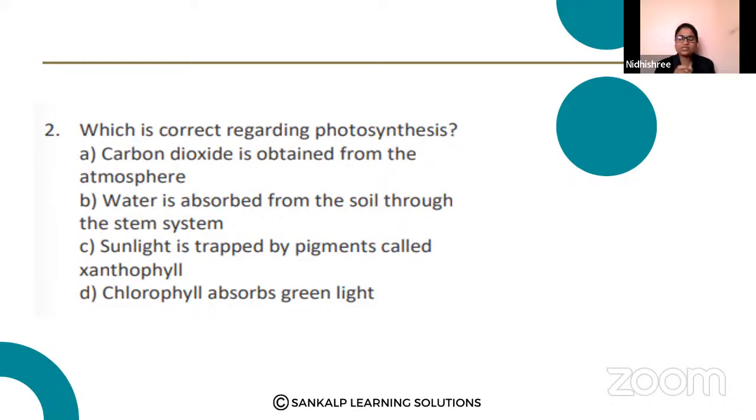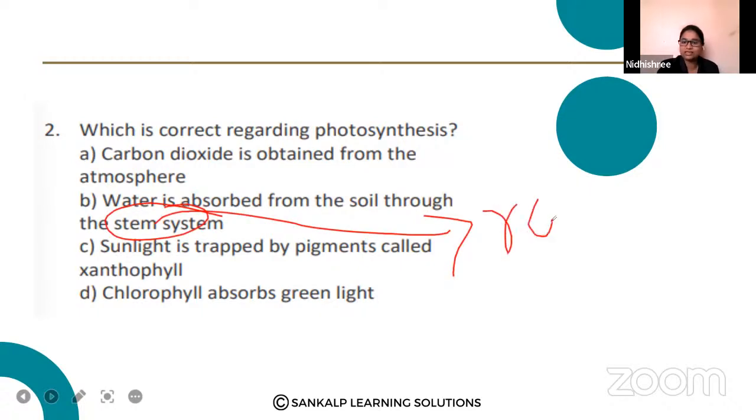So carbon dioxide is obtained from the atmosphere. Carbon dioxide is one of the reactants in photosynthesis. For photosynthesis to happen, carbon dioxide is needed. Then, water is absorbed from the soil through the stem system. See how they confused you guys. Water is not absorbed by the stem system, water is absorbed by the root system, then it is transported to the plant. Most of you voted for option B. Why? Don't get confused. Read the question as well as the options correctly.